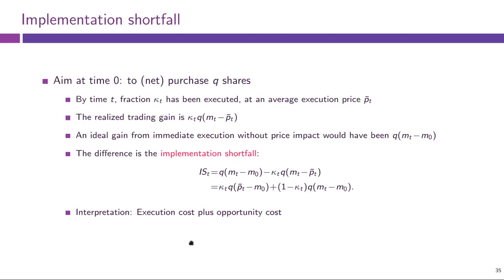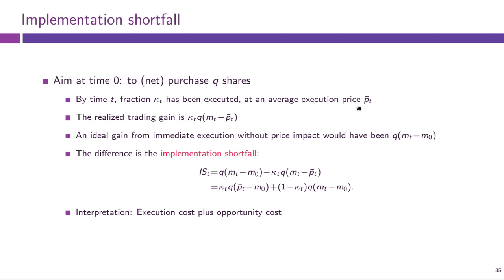Now, another measure that you can use to evaluate the performance of your broker, of whoever executes your orders, is the implementation shortfall. And this is very close to the story that I told you. So your goal at time zero is to purchase some amount of stocks. This is the order that you give to your broker. And say that after some time t, your broker managed to execute some fraction of the order, kappa, and the average price that you got is given by p bar t.